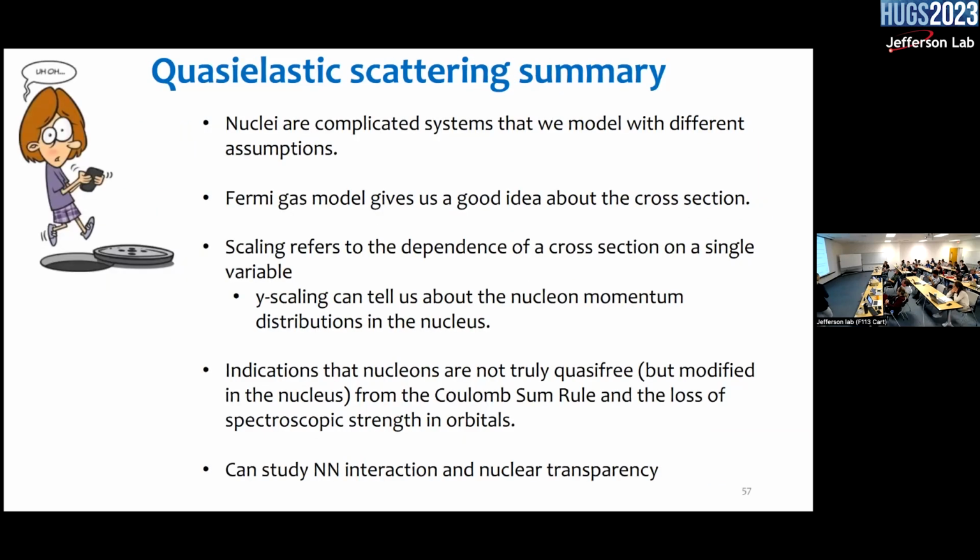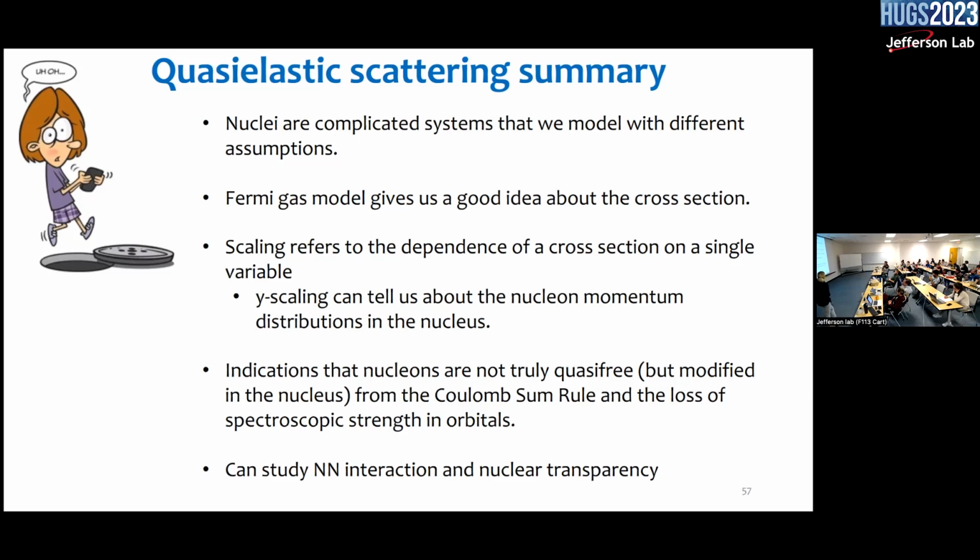So that's a brief overview of quasi-elastic scattering. The nuclei are pretty complicated systems, but we model them with different assumptions, and then we use those assumptions where they work. The Fermi gas model gives us a lot of information about cross sections and Fermi momentum and separation energy. We can use scaling, so to refer to the dependence of a cross section on one single variable. This is used in different places in nuclear physics, but y scaling works really well in quasi-elastic scattering.